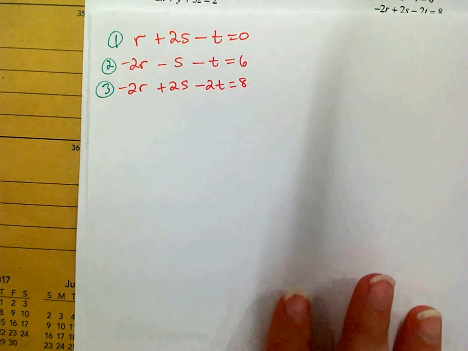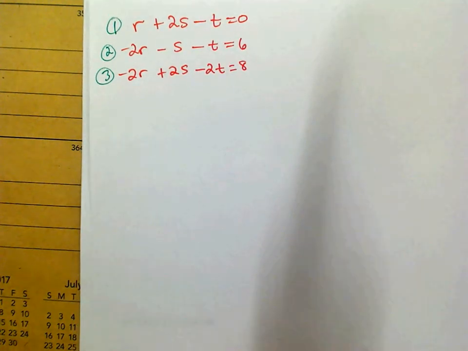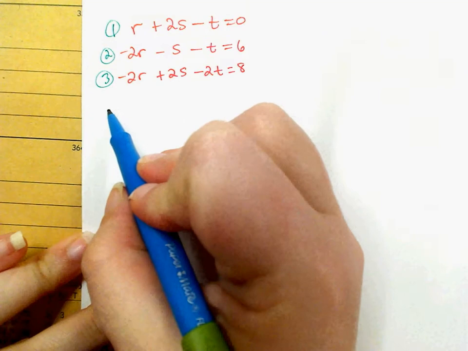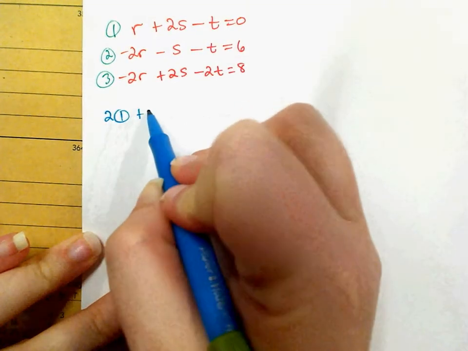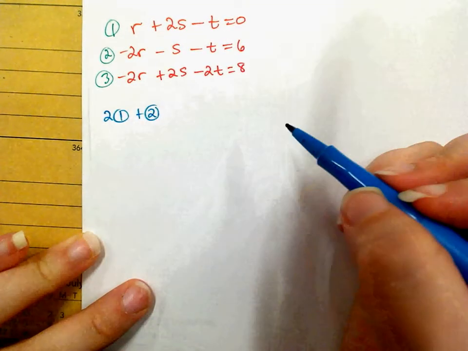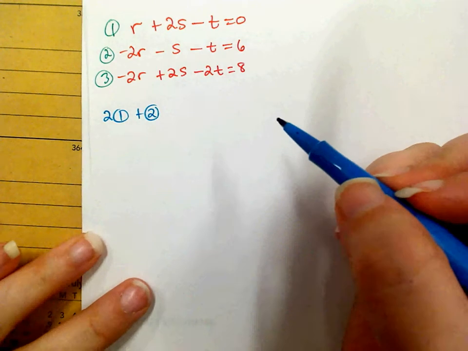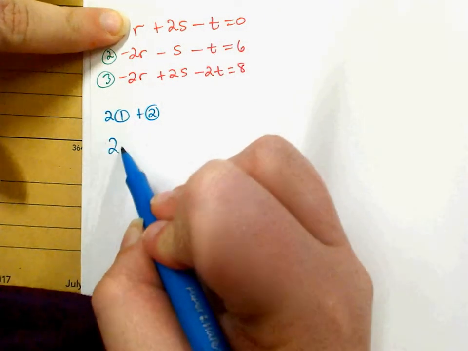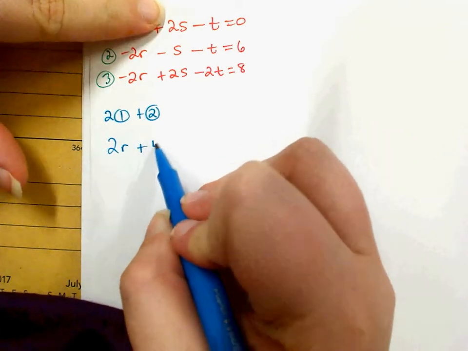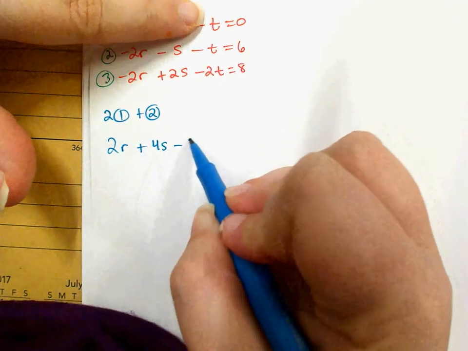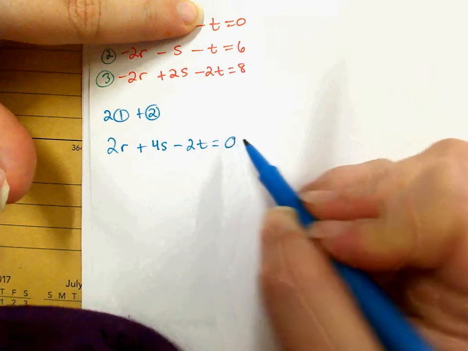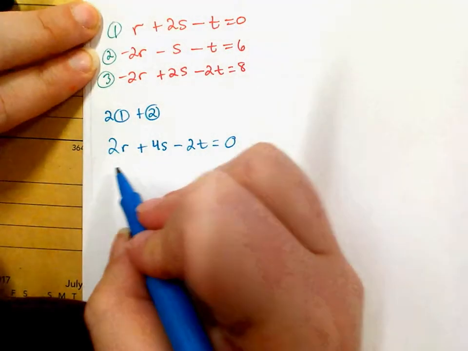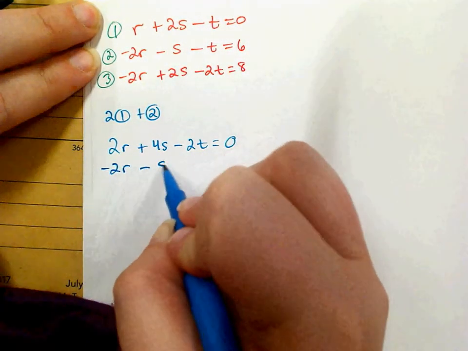So I'm going to multiply row 1 by what? 2 times row 1, and I'm going to add it to row 2, and then I'm going to do 2 times row 1 and add it to row 3. But we'll do this one first. So 2 times row 1: 2r plus 4s minus 2t equals 0 times 2, which is 0. And then I just put row 2: negative 2r minus s minus t equals 6.